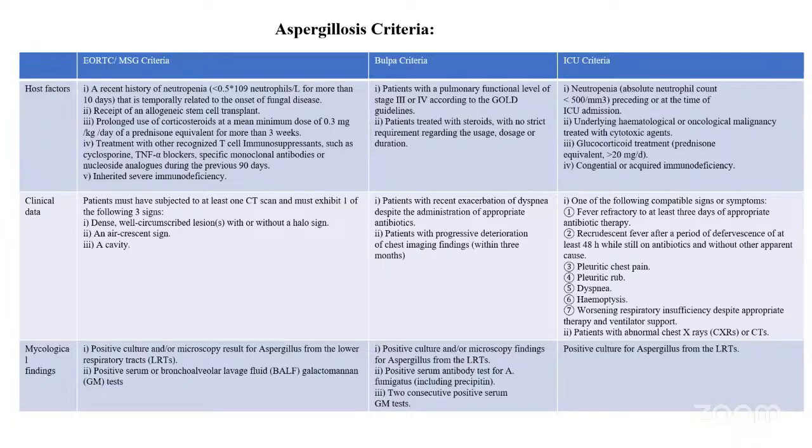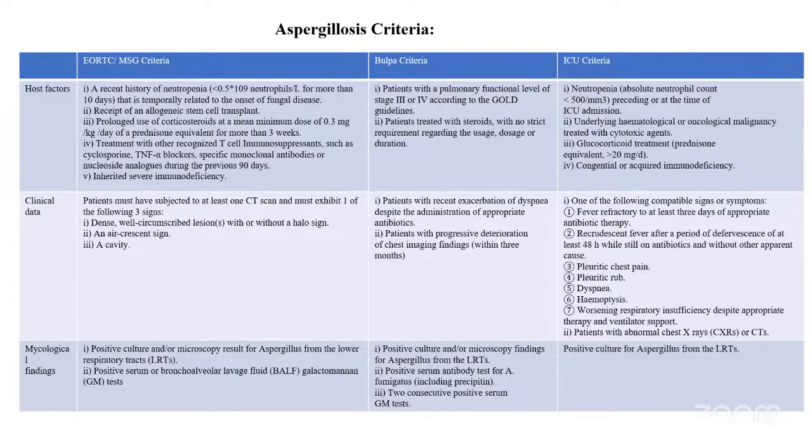In host factors, the EORTC/MSG criteria include, first, a recent history of neutropenia, less than 500 neutrophils per microliter for more than 10 days, temporally related to onset of the fungal disease. Second is recipient of allogeneic stem cell transplantation. Third is prolonged use of steroids at a minimum dose of 0.3 mg per kg per day of prednisolone equivalent for more than 3 weeks. Fourth is treatment with other recognized T-cell immunosuppressants like cyclosporin, TNF-alpha blockers, etc. during the previous 90 days. And fifth is inherited severe immunodeficiencies.